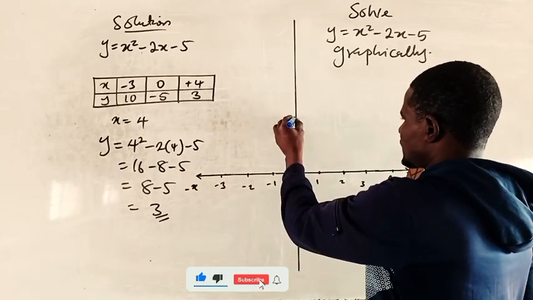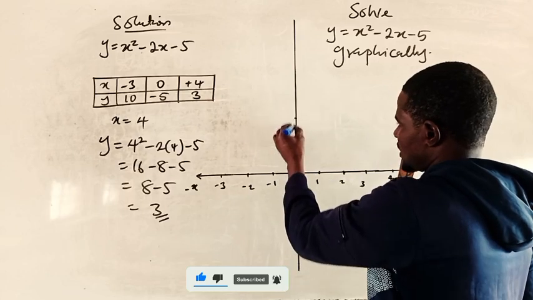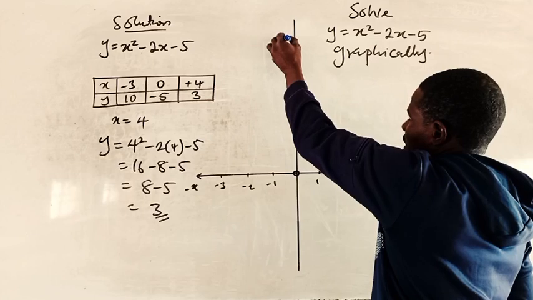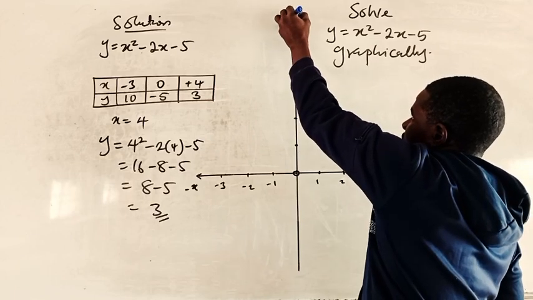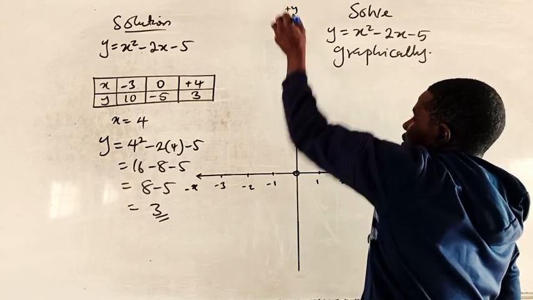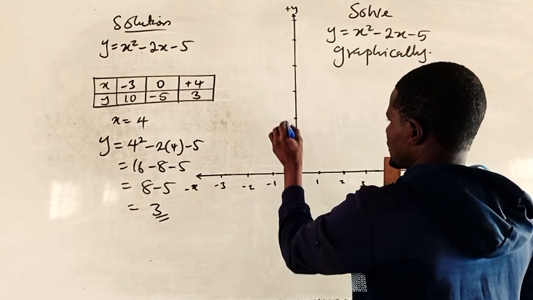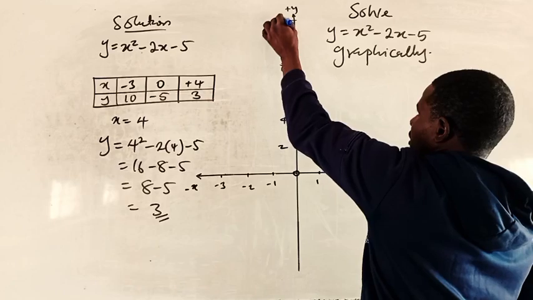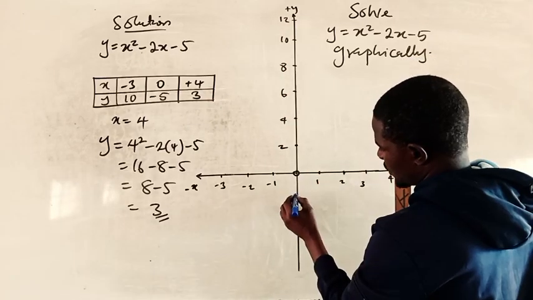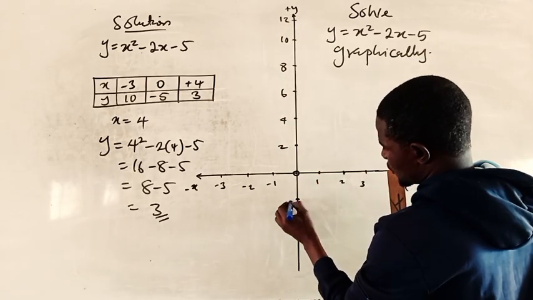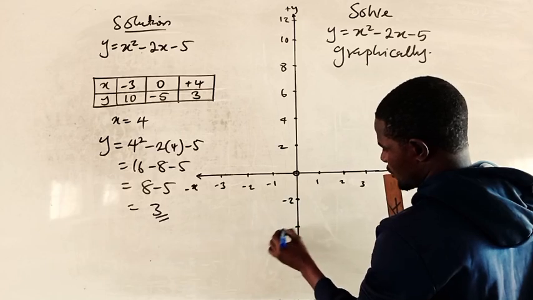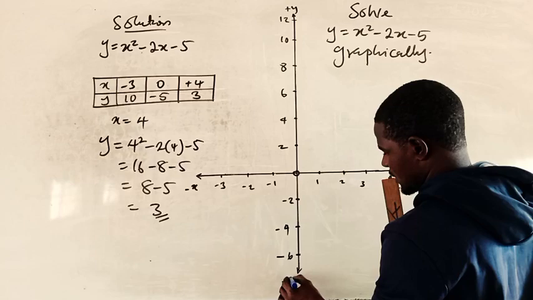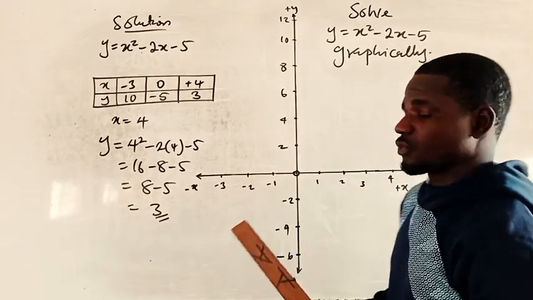Then y, because 10 is a big value, we can use 1 centimeter to represent 2 units: 2, 4, 6, 8, then 10. You can make it 12. This is positive y. From here, 1 centimeter also, -2, remember, -4, then we have -6. These are the axes we have approximately.